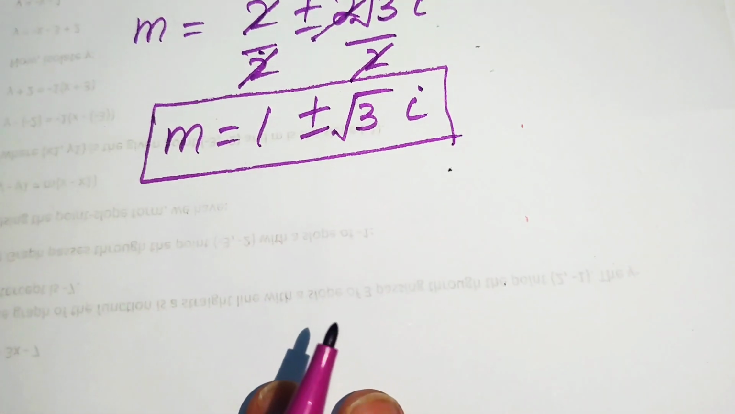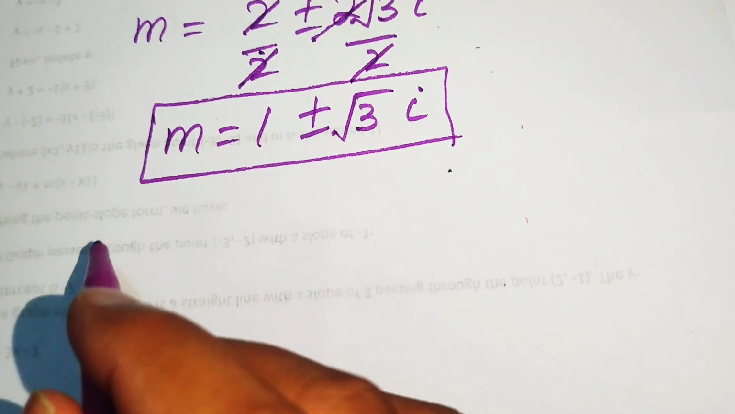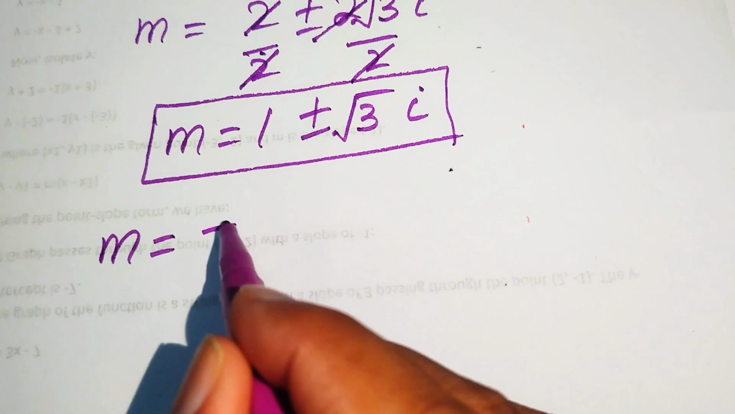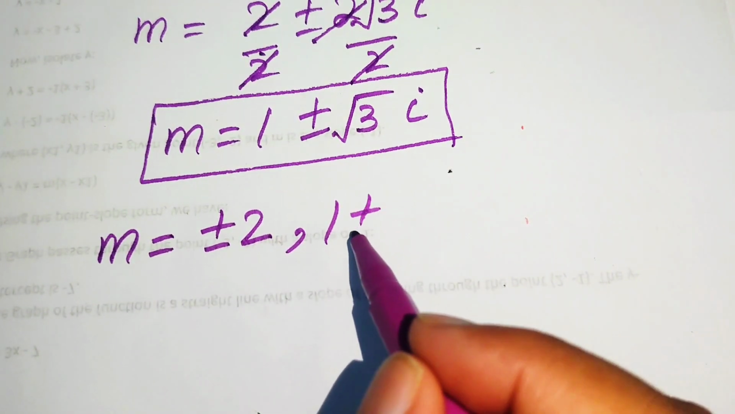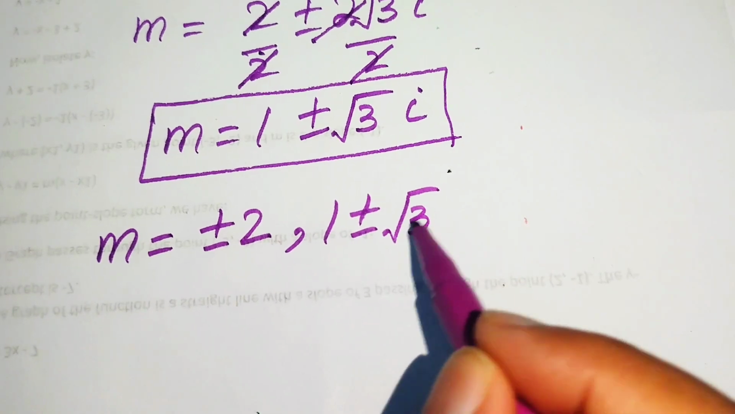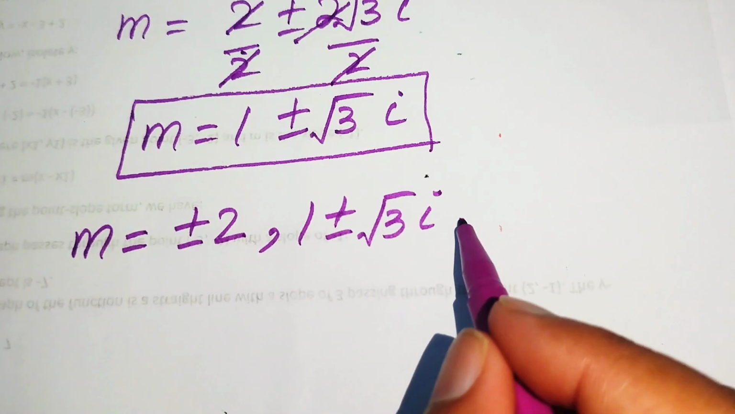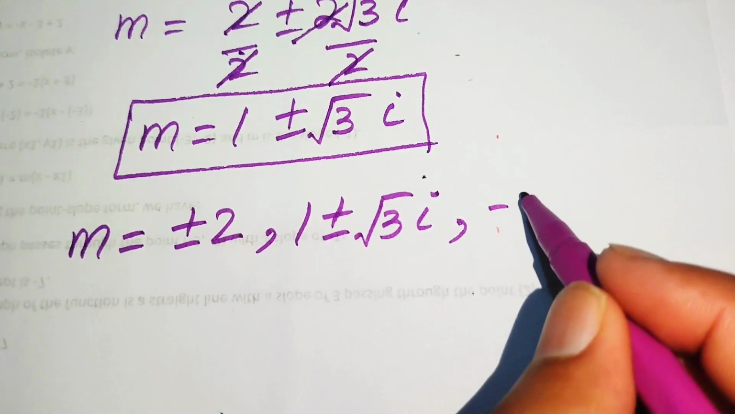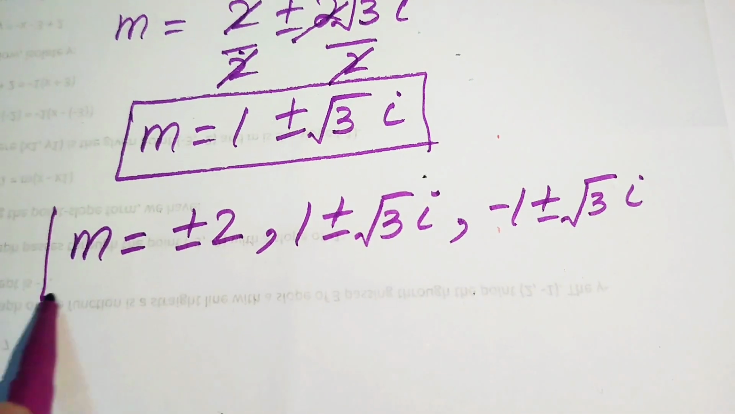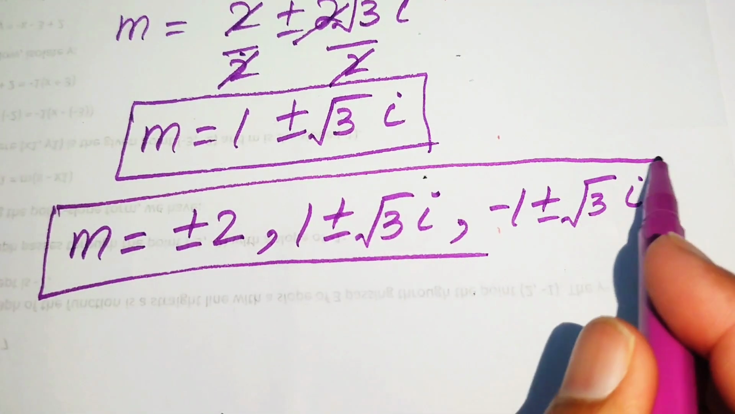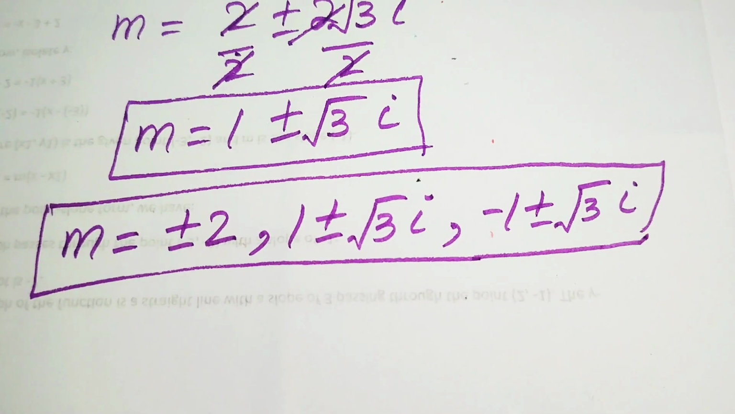So finally we have the 6 roots of the given equation. Our m equals to plus minus 2, these are the 2 roots, and 1 plus minus square root of 3 iota. So these are the second roots, and the other 2 roots are minus 1 plus minus square root of 3 iota. So these are the total 6 roots of the given equation, and this is the final answer.